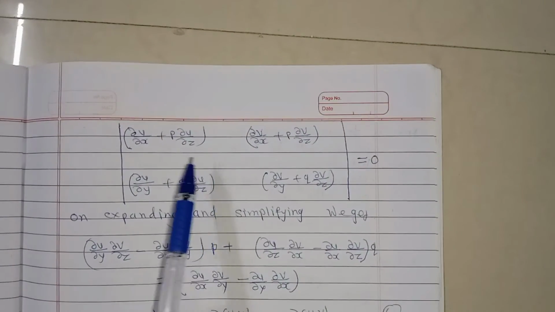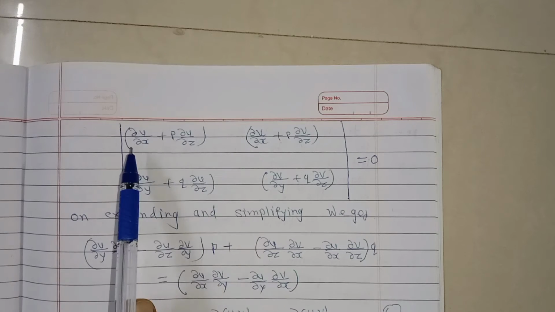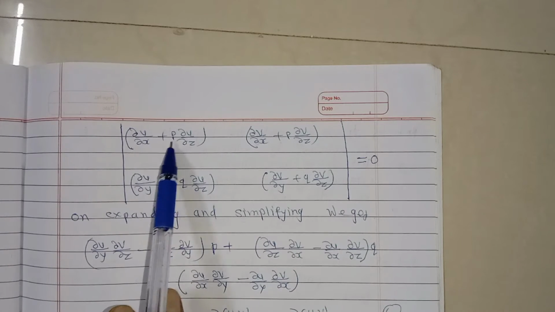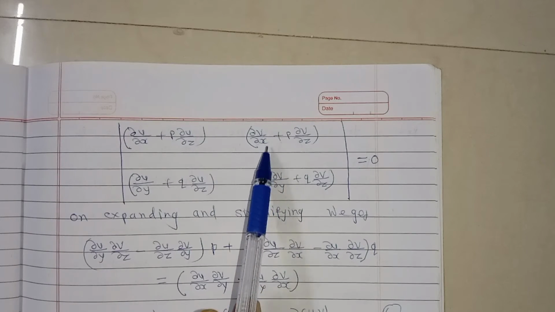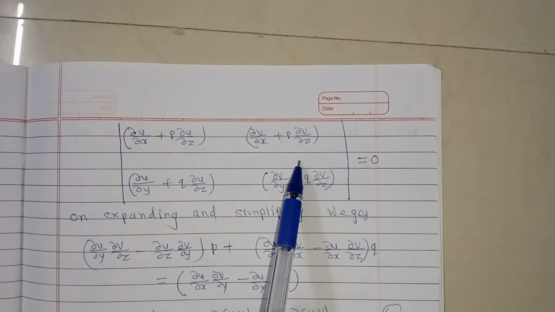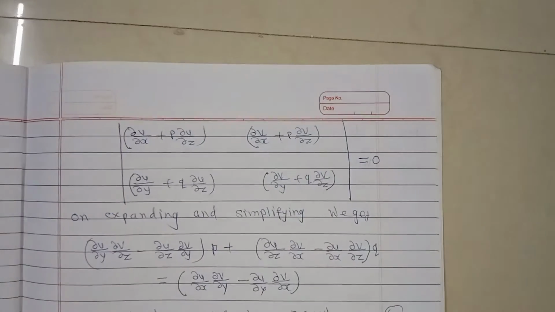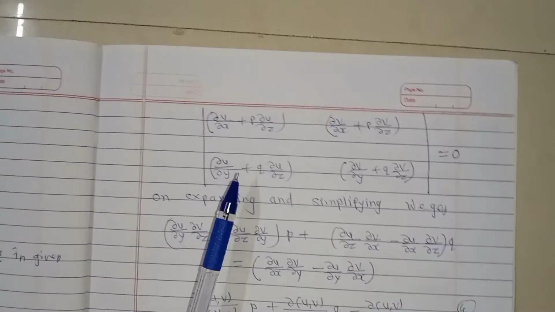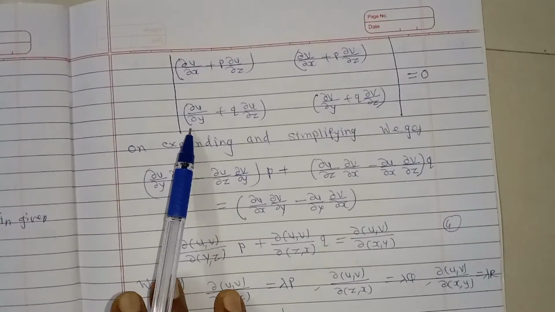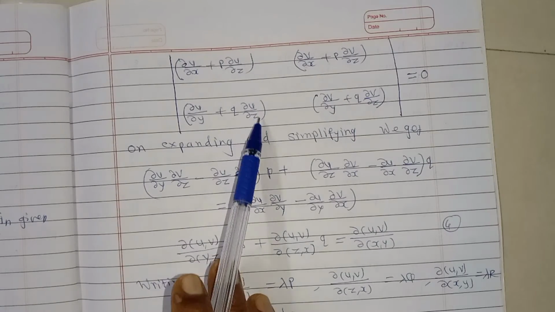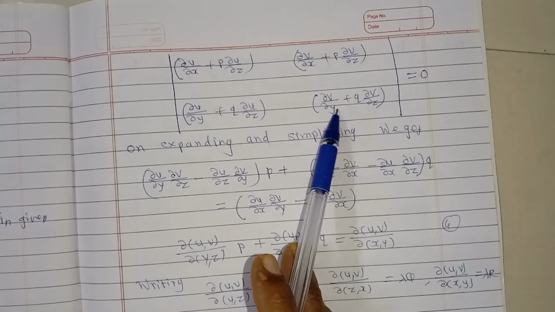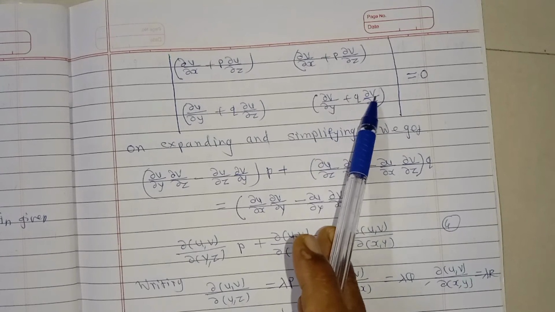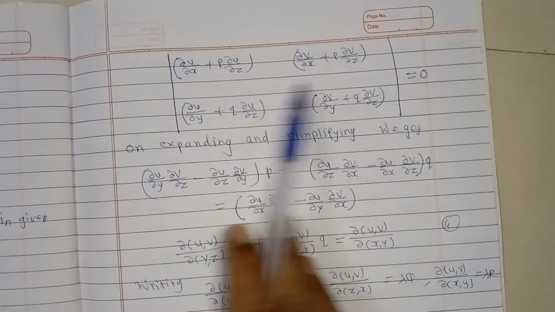this determinant, that is, the first row is ∂u/∂x + p ∂u/∂z, this is the first element. The second element is ∂v/∂x + p ∂v/∂z. This is the first row. The second row's first element is ∂u/∂y + q ∂u/∂z, and the second element of the second row is ∂v/∂y + q ∂v/∂z. Determinant equal to 0.